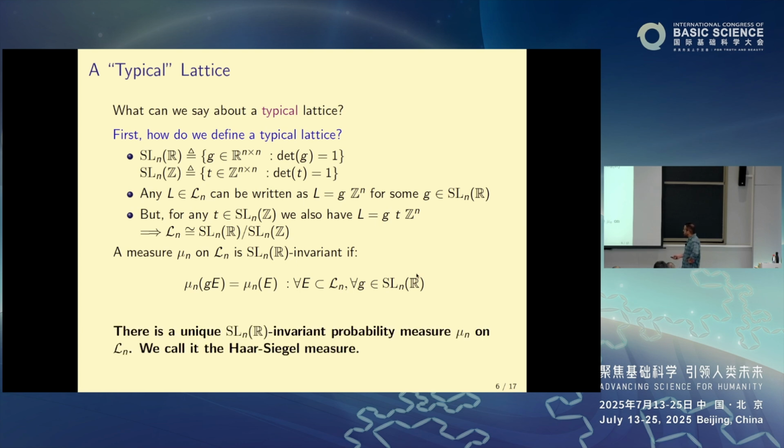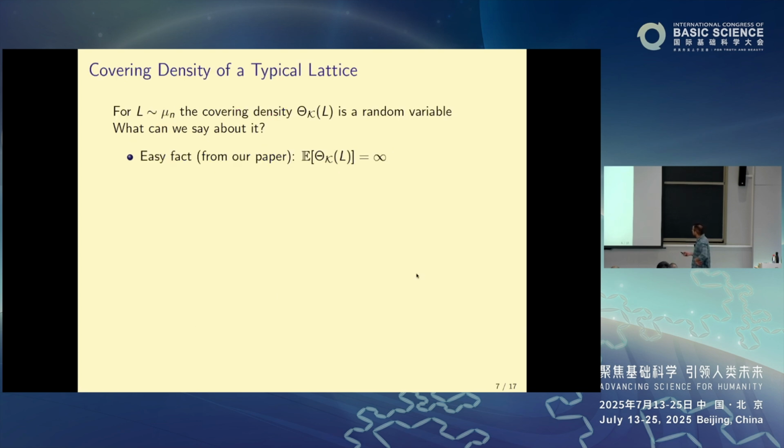And it is known that there is a unique SL_n(R)-invariant probability measure, denoted by mu_n, on the space of lattices. And we call this the Haar-Siegel measure. Why? Because it is a Haar measure. And Siegel is the one that showed that this is a finite measure. So it is a probability distribution. And this is widely accepted as the natural distribution on the space of lattices. Right, so when I talk about a typical lattice, what I mean is a lattice drawn from this Haar-Siegel measure.